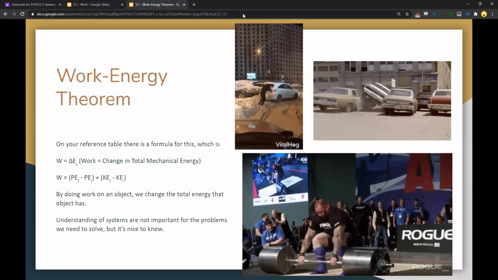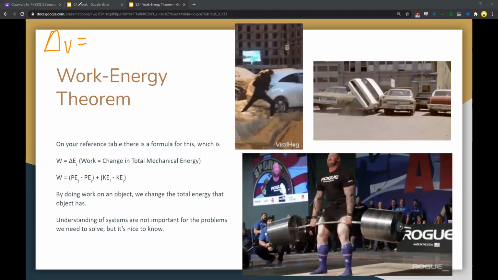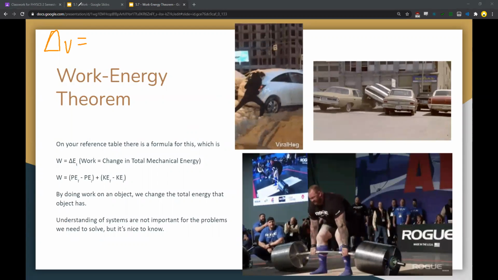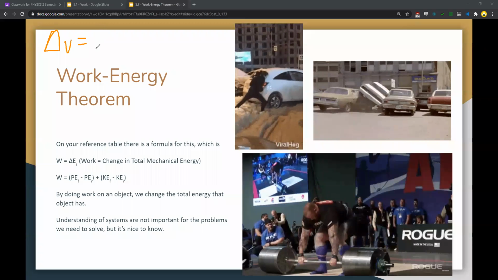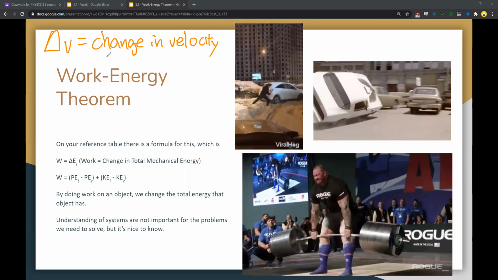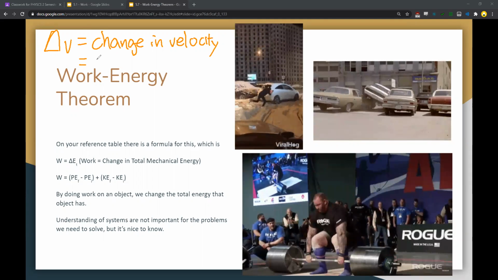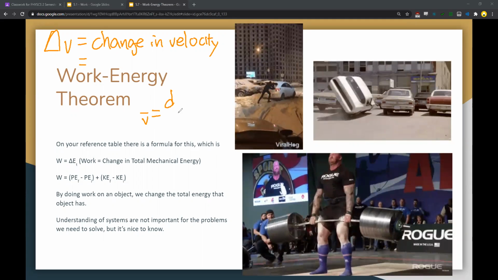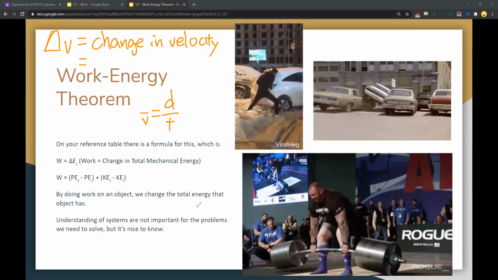And before we start, what's delta V? Change in velocity. And what is that in formula format? Time over distance. Distance, that's V average, right? That's distance over time. Your average velocity is distance over time. But what's your change in velocity? How do we calculate the change in something?